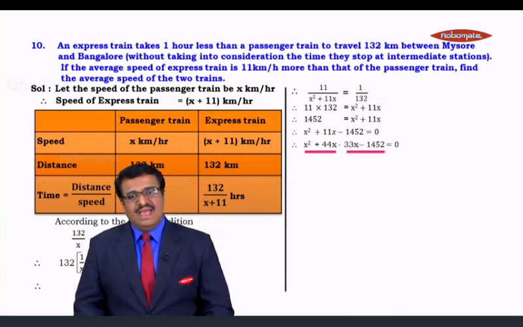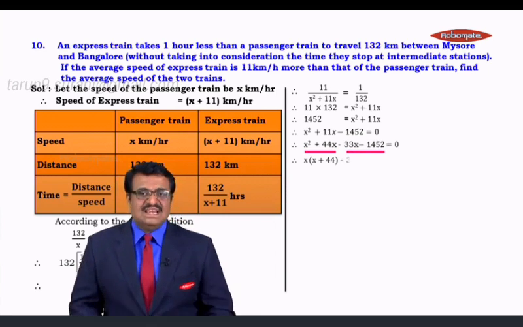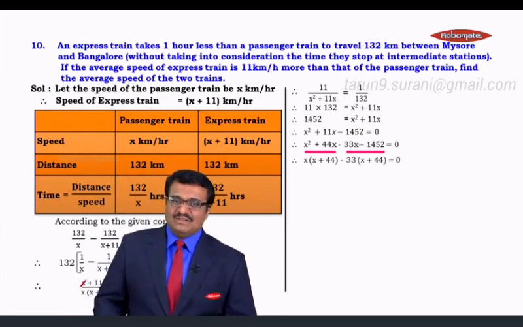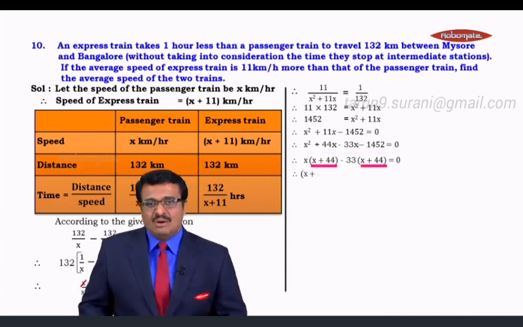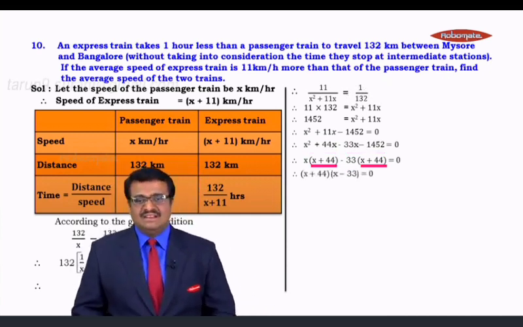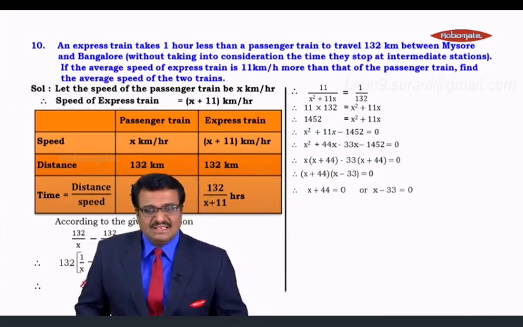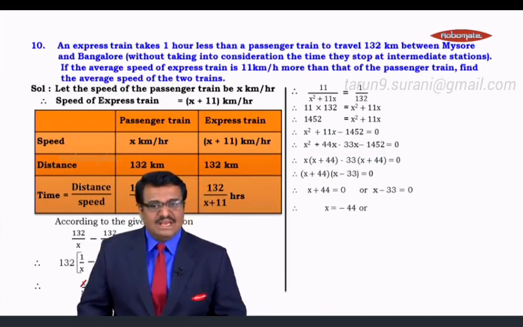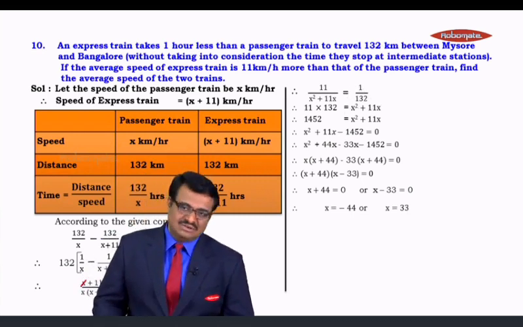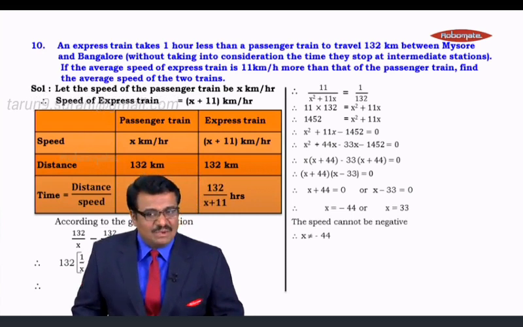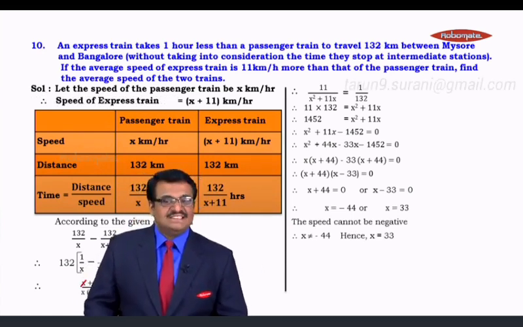Let us take common. x goes common out of the first two. What stays inside is x plus 44. Minus 33 goes common out of the next two. x plus 44 is equal to 0. x plus 44 common throughout into x minus 33 is equal to 0. So x plus 44 is equal to 0 or x minus 33 is equal to 0. x is equal to minus 44 or x is equal to 33. Then speed cannot be negative, so x cannot be equal to minus 44, hence x is equal to 33.